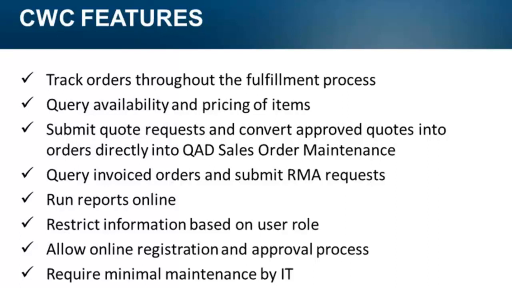So what are some of the features of Customer Work Center? Like I said previously, you can track orders throughout the fulfillment process. You can query the availability and pricing of items. Again, depending on the security matrix, you can restrict the price list that customers or users have access to. You can also submit quote requests, and you can convert those approved quotes into an order directly into QAD through CWC. You can look up invoiced orders, reprint invoices, submit RMA requests, run reports online, and we also allow online registration and approval process, and we'll go through that.